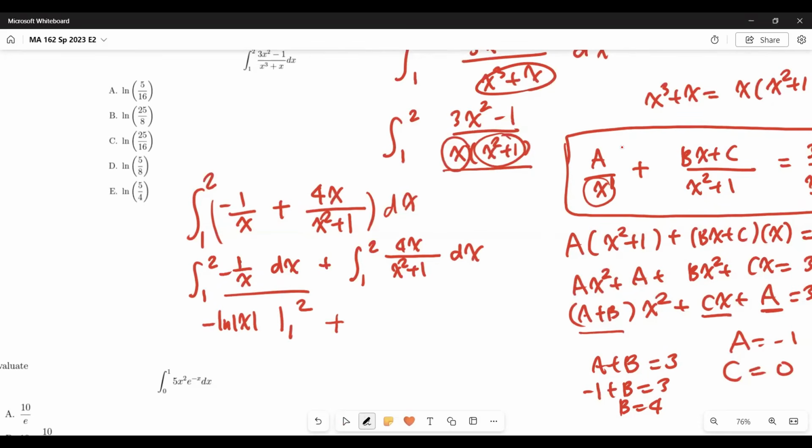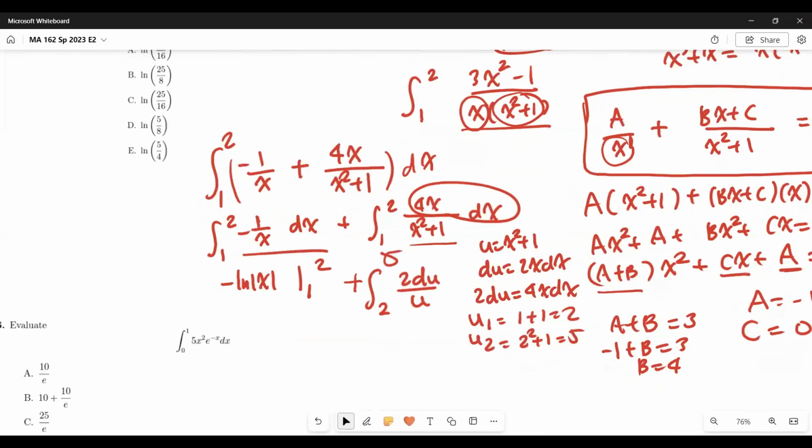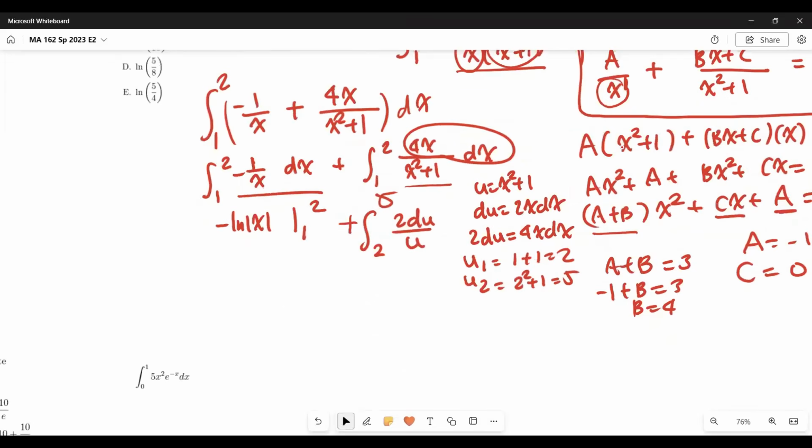And then plus this part, we can write this as u as x squared plus 1, and du would be 2x dx. If you want to make it into 4x dx, you multiply by 2. So 2 du is 4x dx. So this becomes 2 du over u. And our new bounds: u1 is 1 plus 1, which is 2. u2 is 2 squared plus 1, which is 5. So 2 to 5. I'll move this problem so we can actually have a space to write.